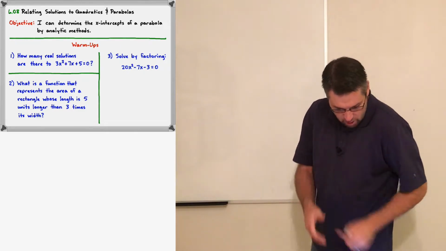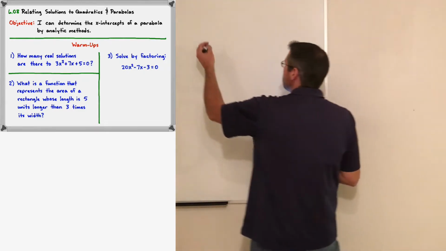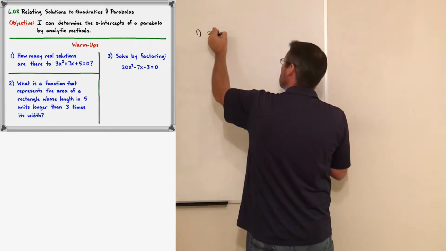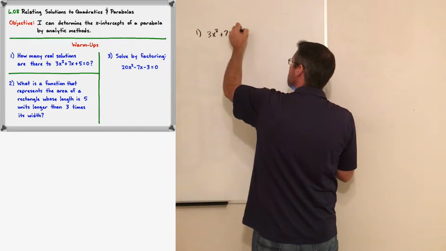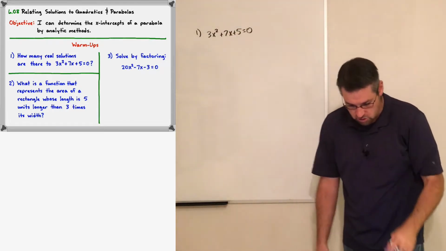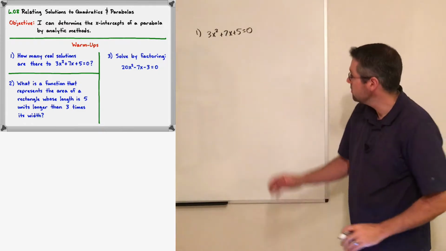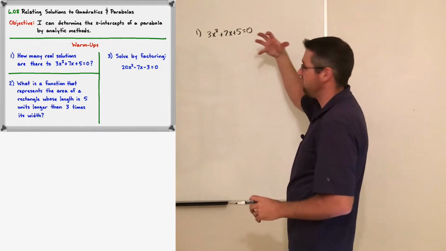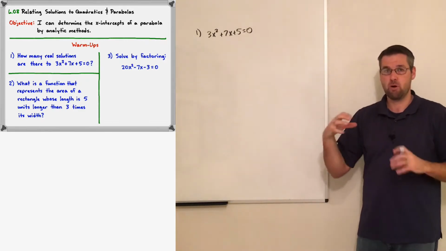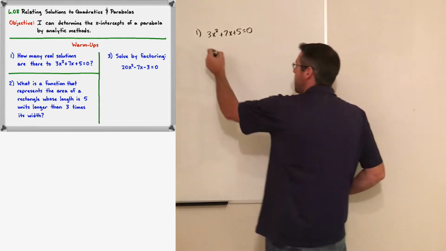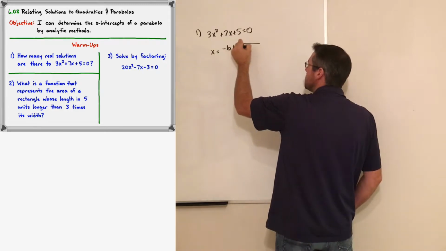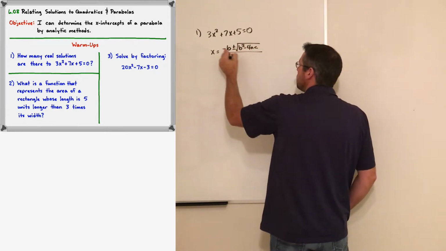Question number 1 says, how many real solutions are there to the equation 3x squared plus 7x plus 5 equals 0. So you remember that in order to know how many solutions we have, we have to look at the quadratic formula. Specifically, we have to look at the discriminant part of the quadratic formula. So if I were to write out the quadratic formula, it would say x equals negative b plus or minus the square root of b squared minus 4ac all over 2a.